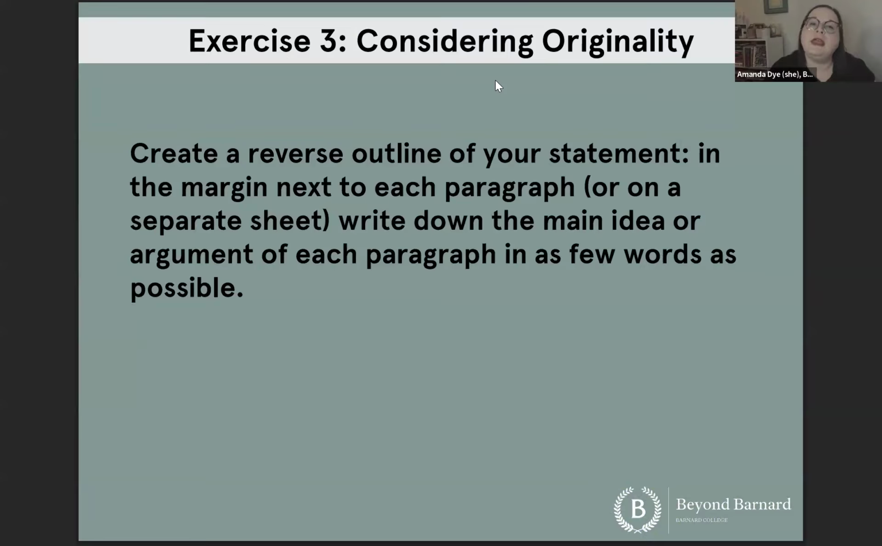Basically, if you're looking at your personal statement, either in a physical form or on a screen, in the margin next to each paragraph or somewhere separately, you reverse outline. So you write down the main idea or the argument of each paragraph in a condensed form after it's already written, trying again to condense what you're expressing in each piece of the essay as concisely as possible.